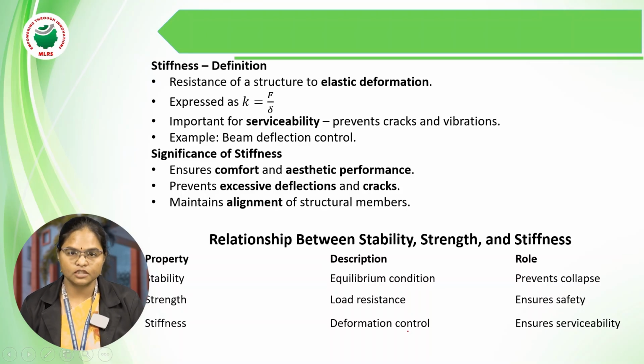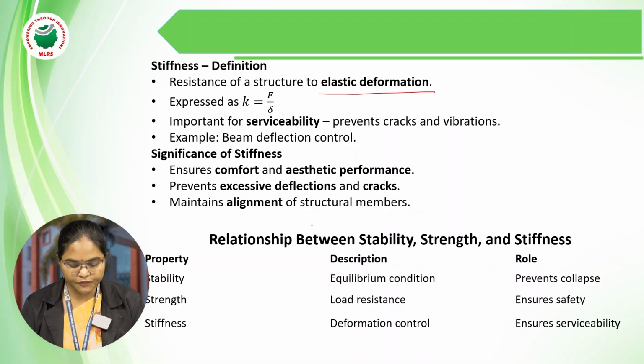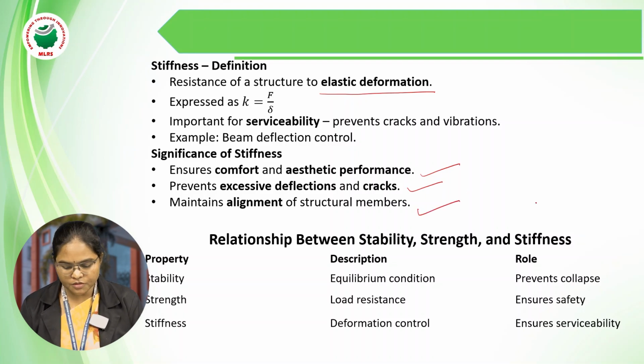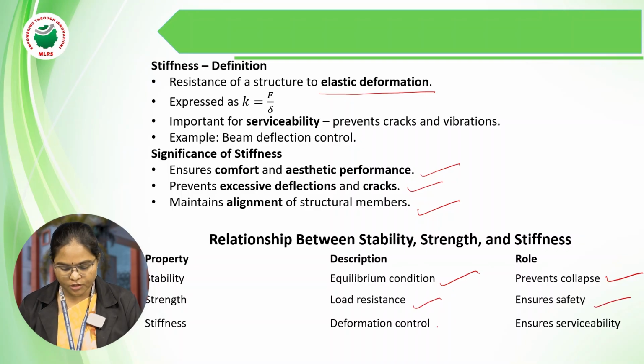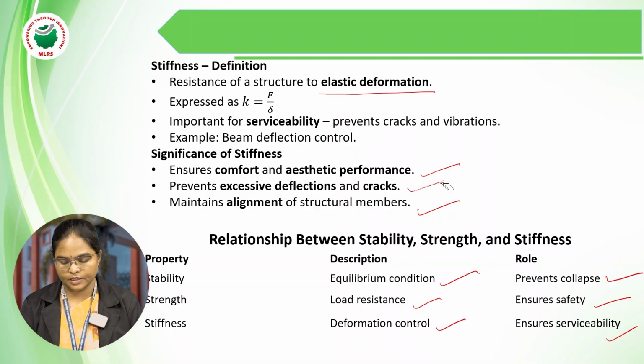Stiffness: resistance of a structure to elastic deformation, expressed as K equals F by delta. Important for serviceability, it prevents cracks and vibrations. Example, beam deflection control. Significance of stiffness: ensures comfort and aesthetic performance, prevents excessive deflections and cracks, maintains alignment of structural members. Relationship between stability, strength and stiffness. Stability: equilibrium condition, prevents collapse. Strength: load resistance, ensures safety. Stiffness: deformation control, ensures serviceability.